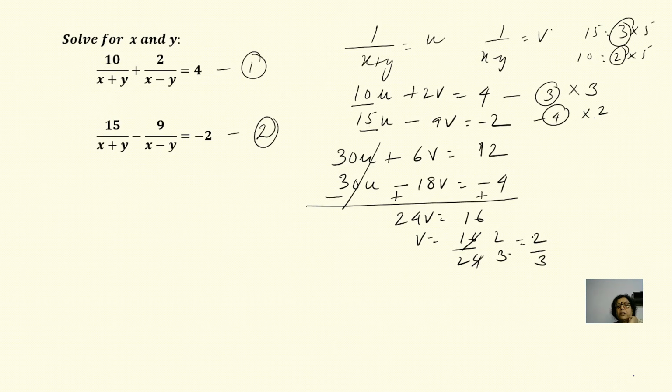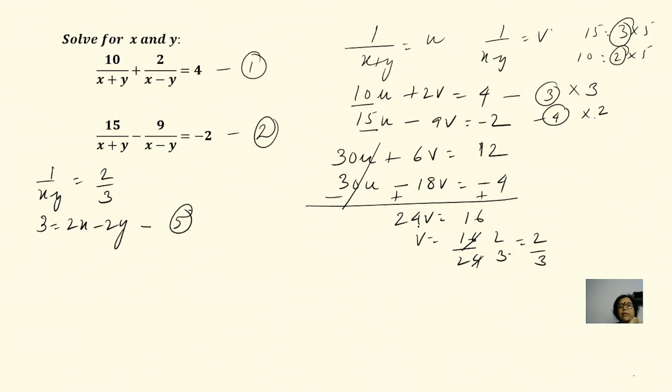Now you can take this value of v, that is 1 by x minus y, as 2 by 3. Cross multiply, you get here 3 is equal to 2x minus 2y. Keep this as one equation over here, equation number 5.